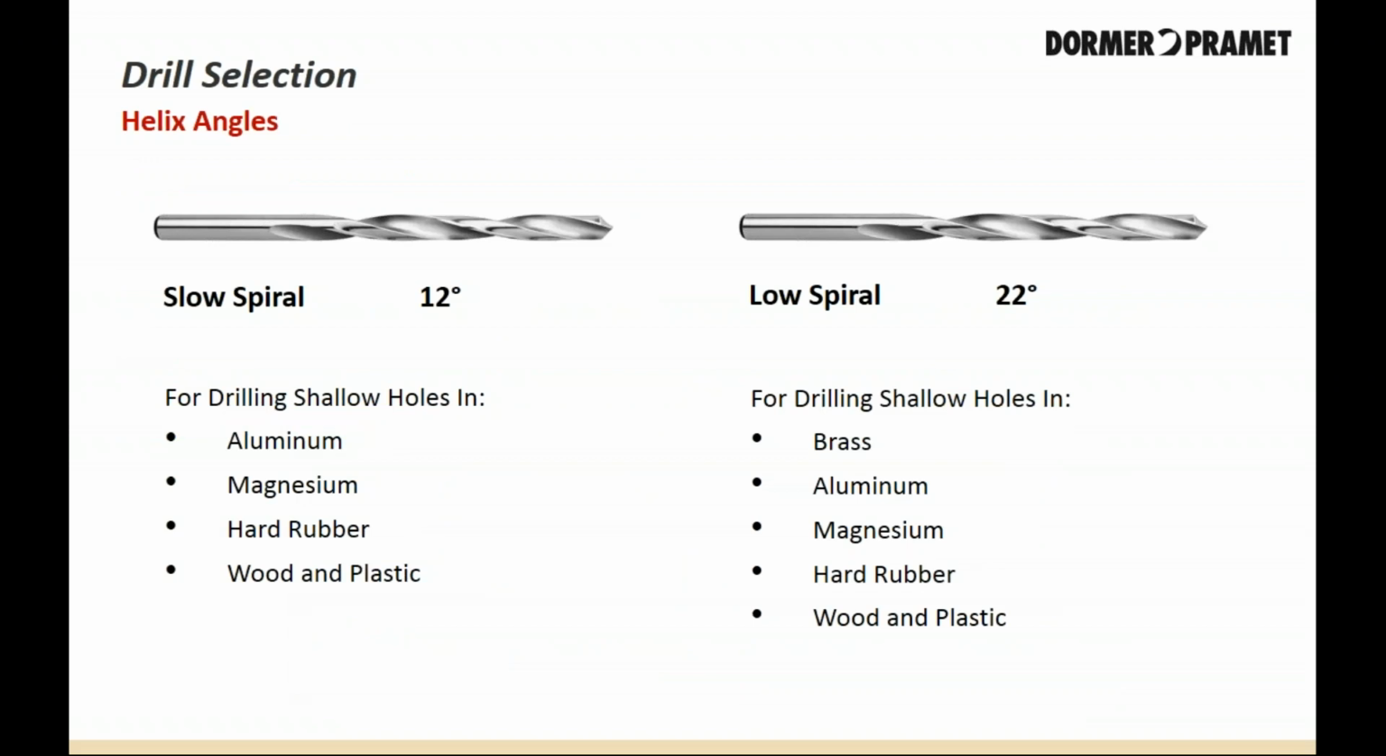Helix angles have evolved over the years to today's most common types being conventional, low helix, high helix, and parabolic. Slow spiral drills, approximately 12-degree helix, are designed to perform best drilling shallow holes in soft materials. Low spiral drills, very similar, approximately 22-degree helix, are also designed to perform best in softer materials. These helix angles are very similar in the way they evacuate the chips.